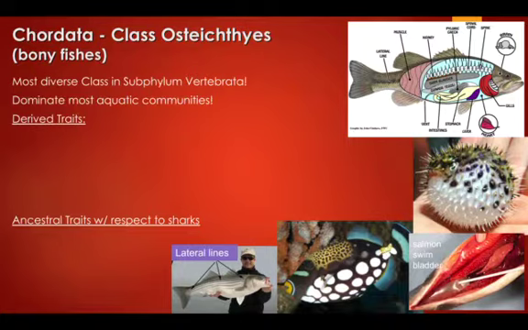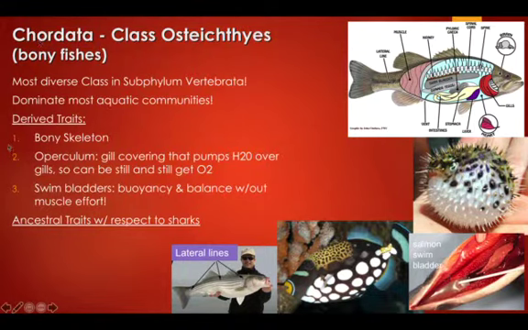Some derived traits for the class. We see our first true bony skeleton. And unlike the class Chondrichthyes, they do have an operculum. This operculum is a small structure that acts as a pump. It's a gill covering that pumps water over the gills, so that they can stay still and still get oxygen using that pump to have water pass over the gills. The swim bladder allows them to also stay in place. It provides a source of buoyancy and balance with little to no muscle effort.